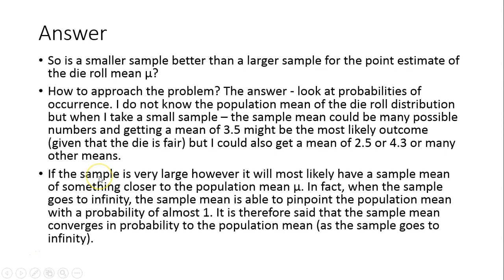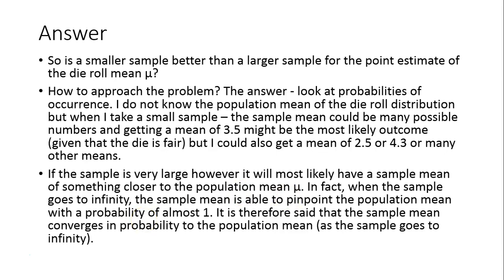However, if the sample is very, very large, it will most likely have a sample mean of something closer to the population mean mu. In fact, when a sample goes to infinity, the sample mean is able to pinpoint the population mean with probability of almost 1. It is therefore said that the sample mean converges in probability to the population mean as the sample size goes to infinity.